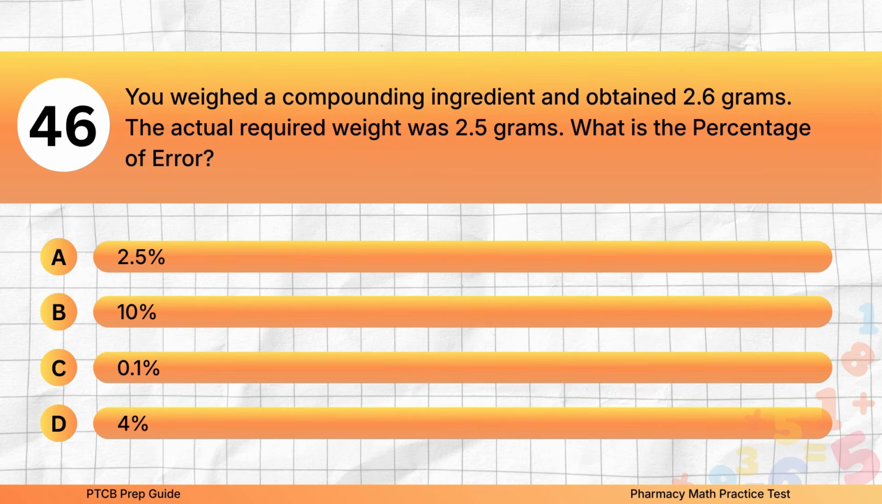Question 46 is about accuracy. You weighed a compounding ingredient and obtained 2.6 grams. The actual required weight was 2.5 grams. What is the percentage of error? A, 2.5%, B, 10%, C, 0.1%, or D, 4%. Take a second to calculate the percentage.